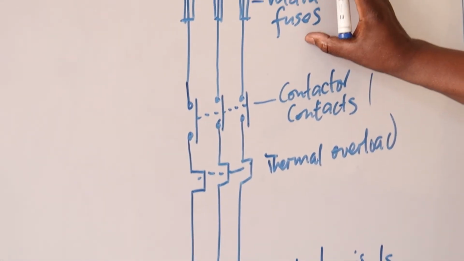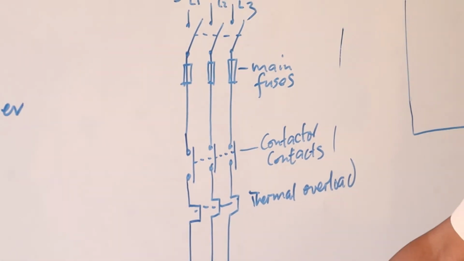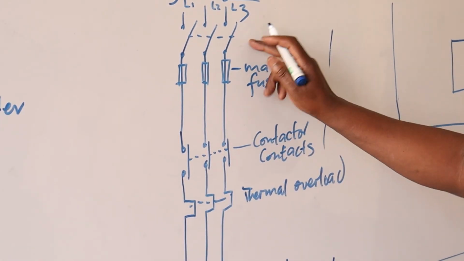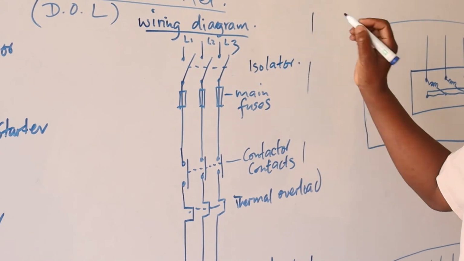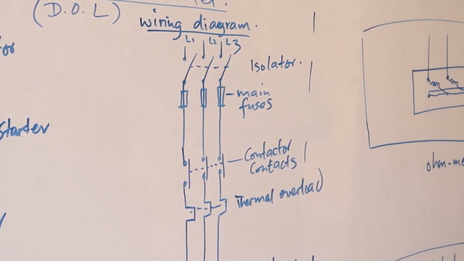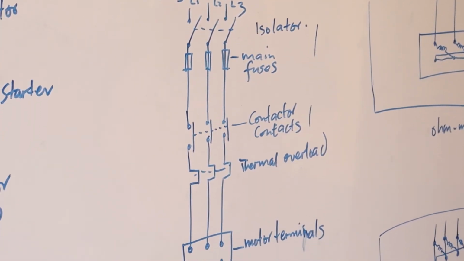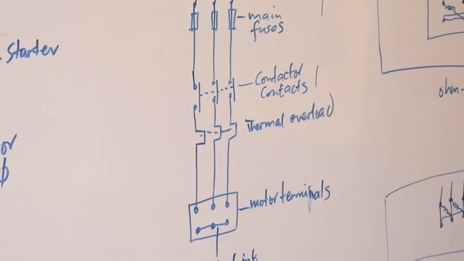The main fuses, they've got a bearing on the motor connections here. And this isolator here is simply to cut off the power. Remember the 5 IE conditions we talked about. And then I've got the control circuits.